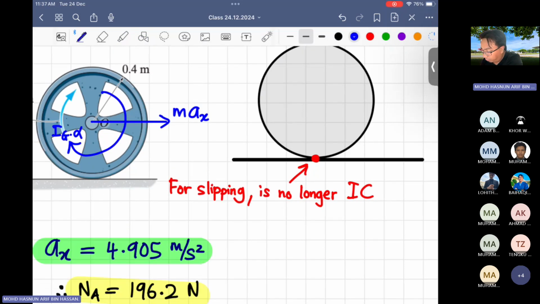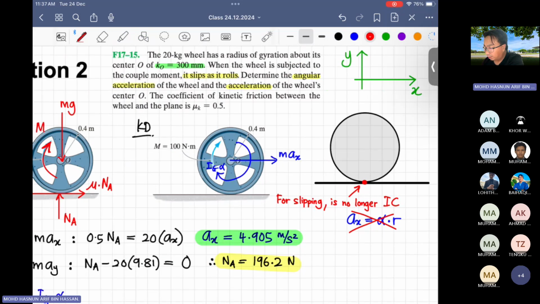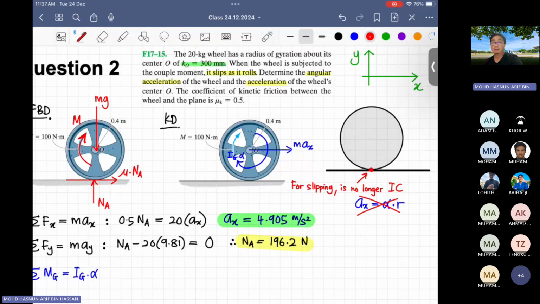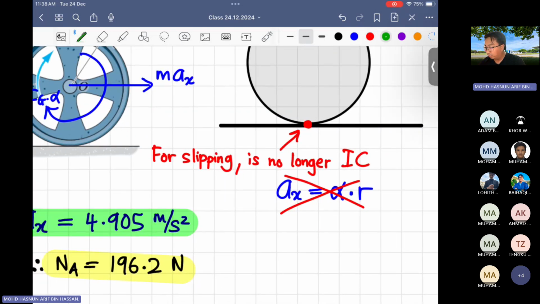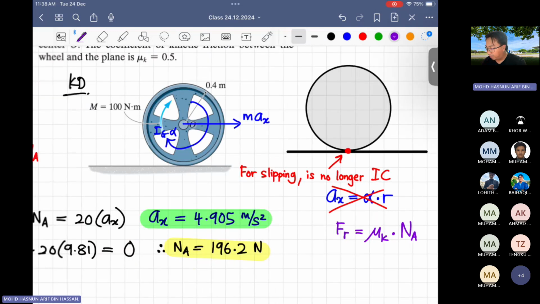Therefore, the equation that we had before, which is ax equal to alpha times R, is not applicable, cannot be used anymore for slipping. ax is not equal to alpha R because now it doesn't have smooth rolling at the contact point. The velocity is not zero, it has a value, and therefore it slips on the ground. So the equation is not valid anymore. So to solve this, the only equation that we have is basically the friction equation. We know that friction is equal to mu k times Na.